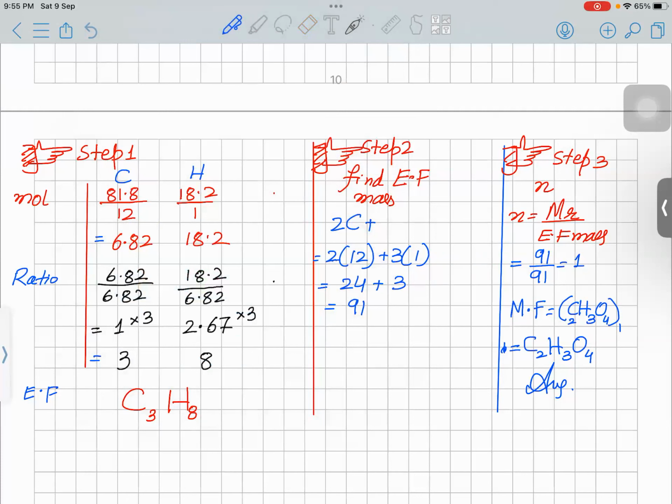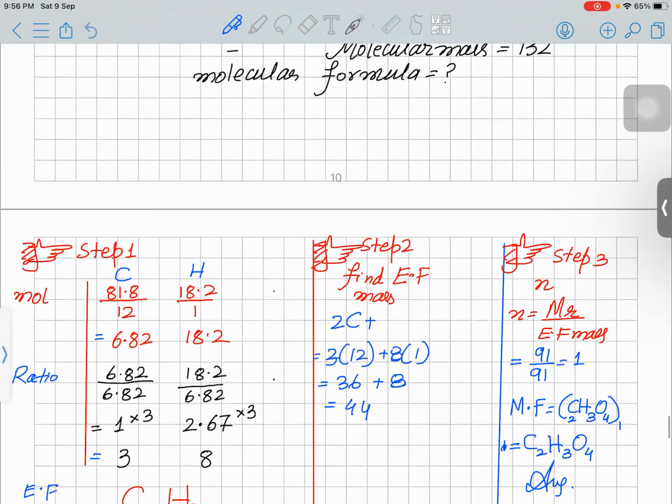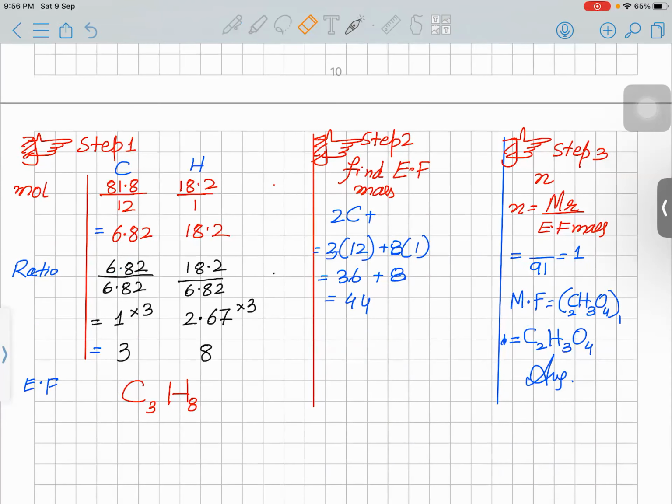Now you have 3 carbon and 8 hydrogen. It's 36 plus 8, 44. Do you get the same answer? Yes, sir. Okay, Alhamdulillah. MR is given, which is 32. 32 divided by 44.